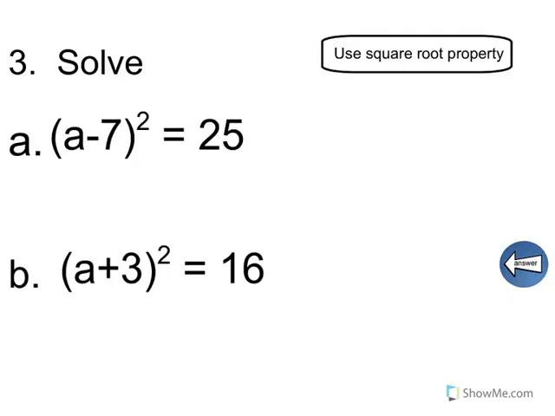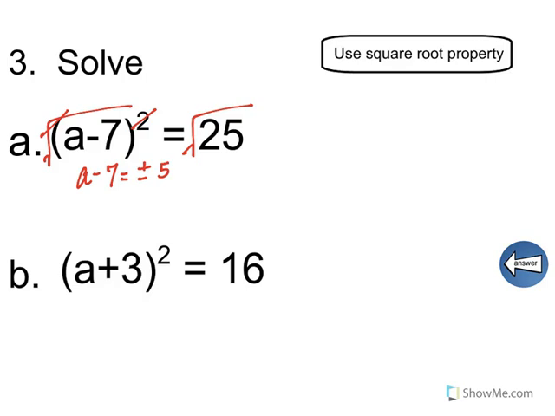Let's look at it again. So here we're solving using the square root property given repeated factors. So instead of FOILing this out, moving 25 over to the other side, we could simply solve this using the square root property. So remember, the square root property says to take the square root of both sides. So I would take the square root of a minus 7 squared. Remember that a squared and a square root cancel each other out, so what I'm left with is a minus 7. And we take the square root of 25, which is plus or minus 5, because the square root of 25 is positive or negative 5.